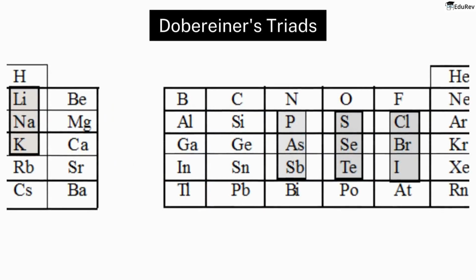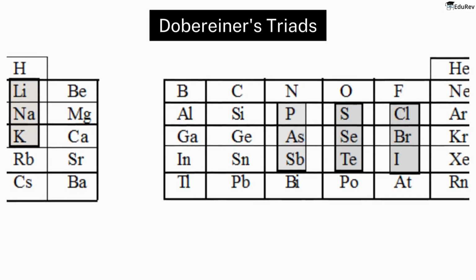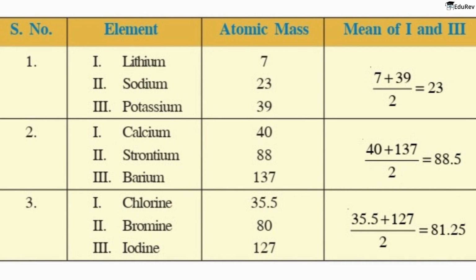Johann Dobereiner noticed that some elements had similar chemical and physical properties and arranged them into groups consisting of 3 elements, known as triads. In every triad, the atomic weight of the middle element was half of the sum of the atomic weight of the other 2 elements. Properties of the middle element were also at the halfway point between both the other elements.